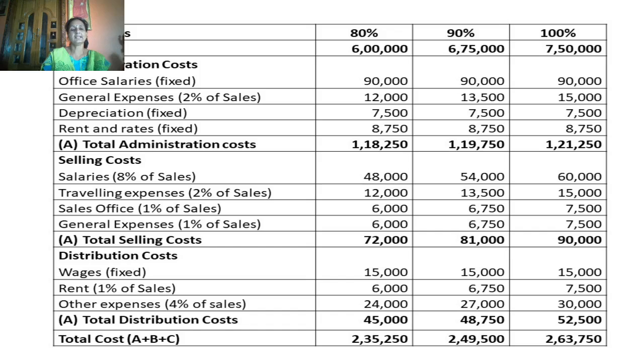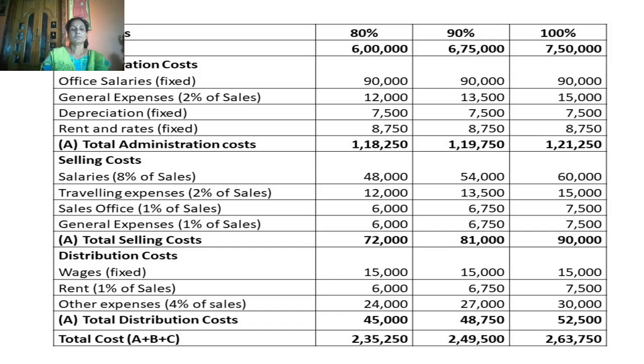Next we have to find out selling cost. In selling cost, salaries they have mentioned 8% of sales. So you calculate 8% of 6 lakhs, that will give you 48,000. 8% of 6 lakh 75, 54,000, and 8% of 7 lakh 50, you will get 60,000. Next, traveling expenses 2% of sales. So again here it is 2% of sales. Already you have calculated in general expenses 2% of sales. Since you already calculated the same amount, you can insert here 12,000, 13,500 and 15,000.